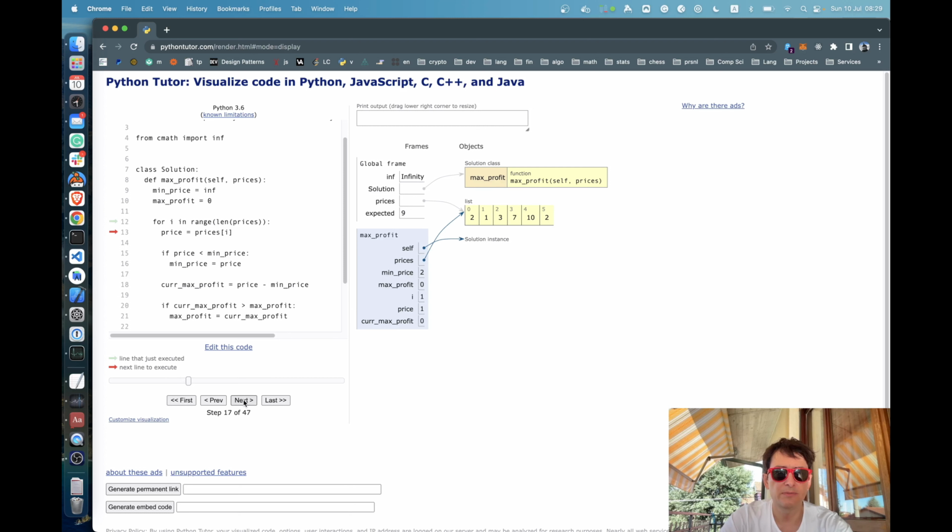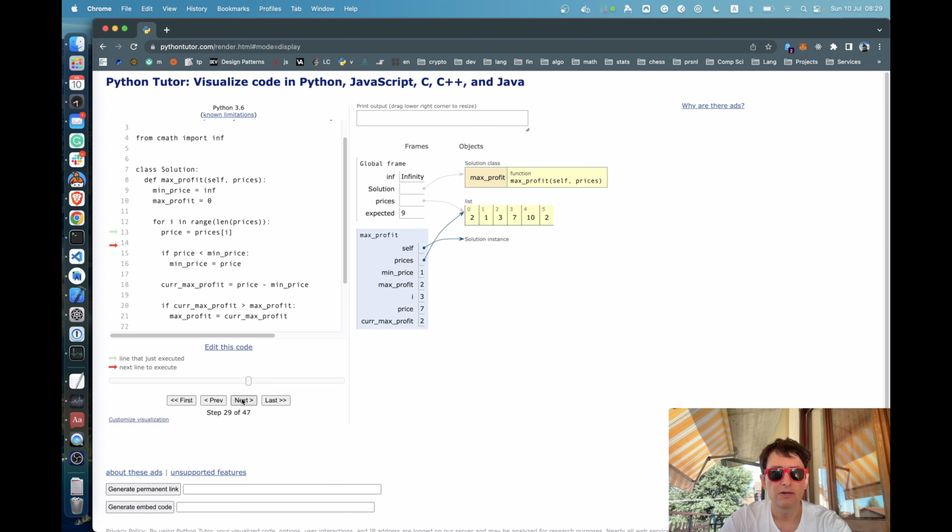Okay, current price is 1. We are already on day 2, and it is definitely less than the min price, which is 2, so we store it. Again, the current max profit is 0, so we pass. Okay, now the price is 3. It is greater than the minimum price, so we don't update the min price, but we will update profit, because 3 minus min price is 2, so we set max profit to 2. You see max profit is 2 now.